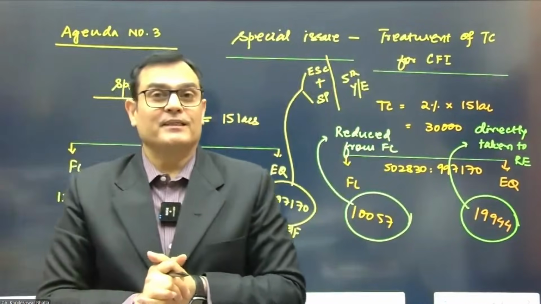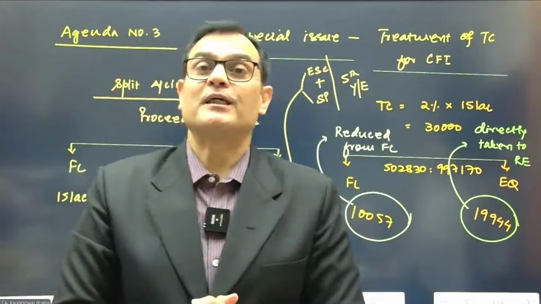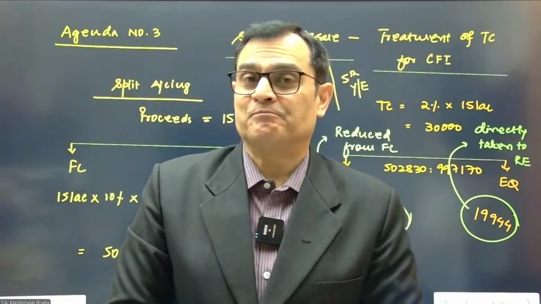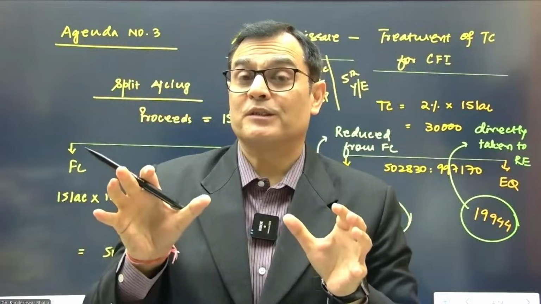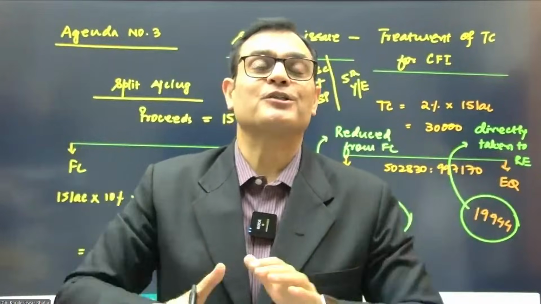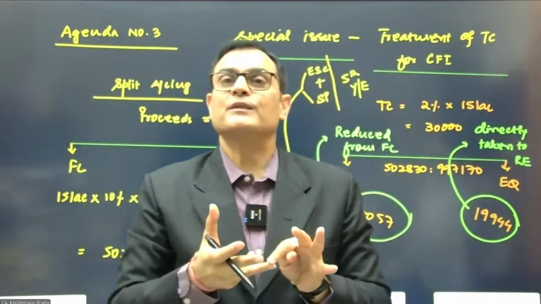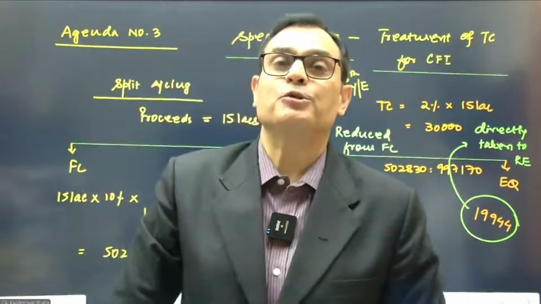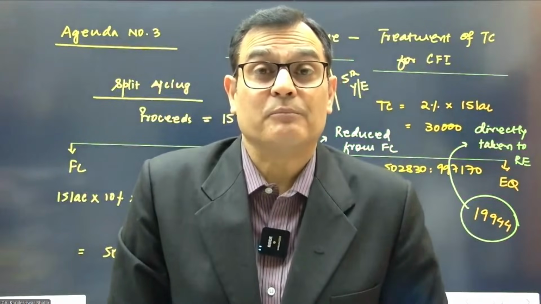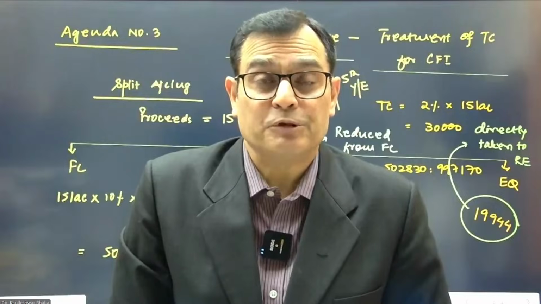Right, friends, I think now you've got a complete insight of the split accounting and the agenda of the TC. Now we need to be very clear what the role of the TC is in terms of CFI. So far, so good. My agenda number 1 is done. Agenda number 2 is done. Agenda number 3, issue number 1 is done. Now I'm going to go to agenda number 3, special issue number 2, early redemption.